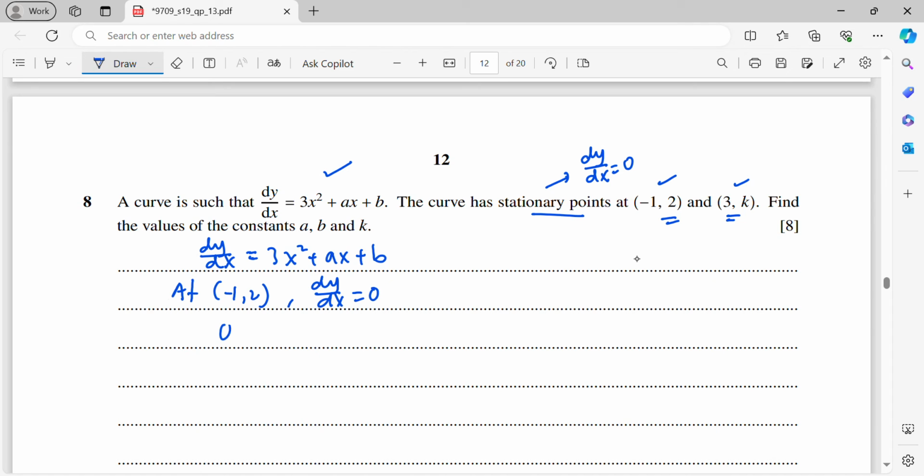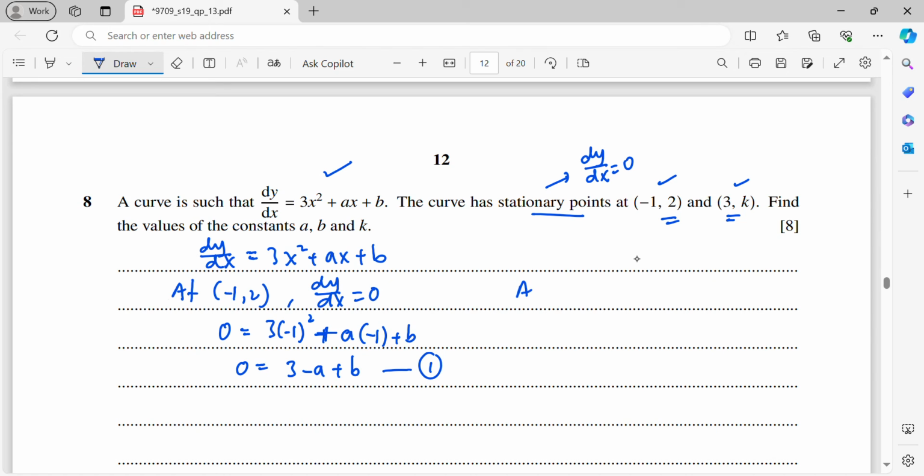So now 0 equals 3 times (minus 1) squared, because x is minus 1, then plus a times minus 1, then plus b. So from here, you will get 0 equals 3 minus a plus b. Okay, I get this as the first equation.